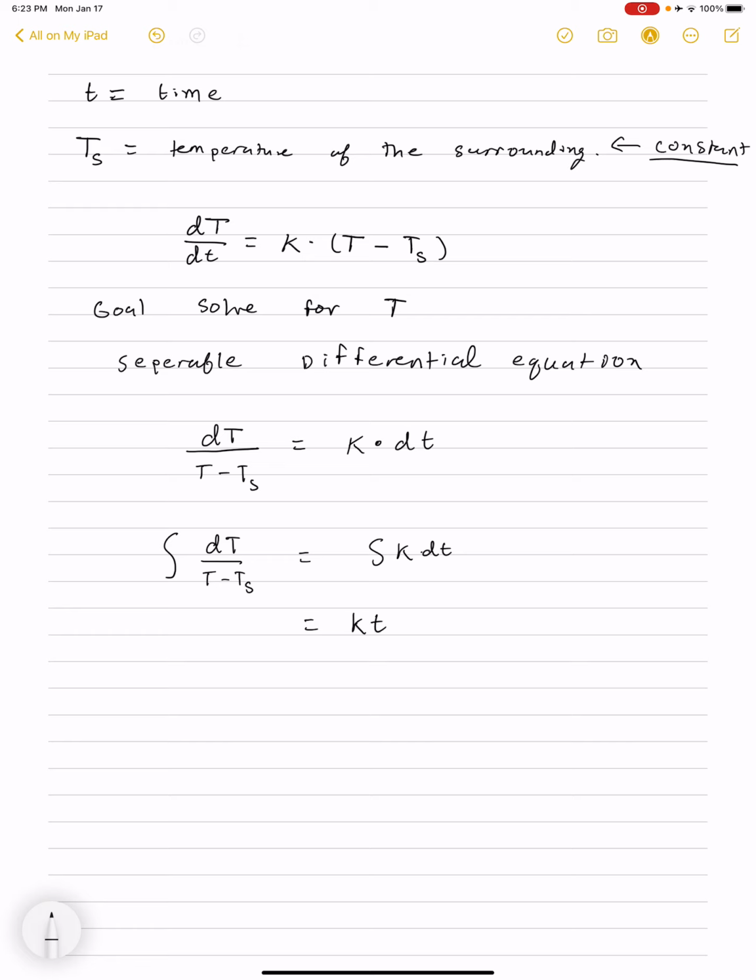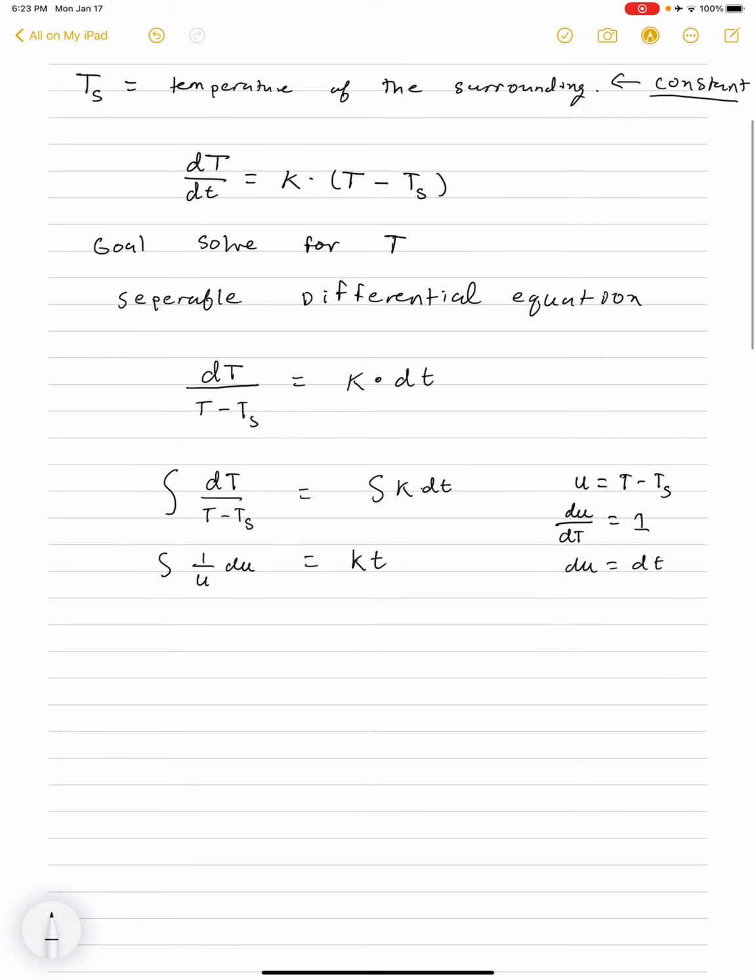To integrate 1 over T minus T sub s, well, we'll just do a u substitution. u is equal to T minus T sub s. du dT is equal to 1 because temperature just has a derivative of 1. T sub s is a constant, so everything goes away. du is equal to dT, and this becomes the integral of 1 over u du.